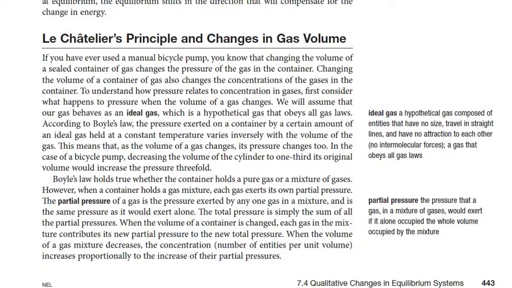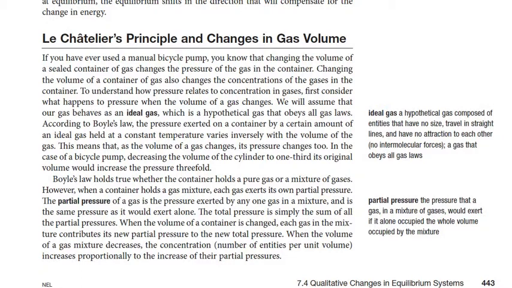Le Chatelier's principle and changes in gas volume. If you have ever used a manual bicycle pump, you know that changing the volume of a sealed container of gas changes the pressure of the gas in the container. Changing the volume of a container of gas also changes the concentration of the gases in the container.